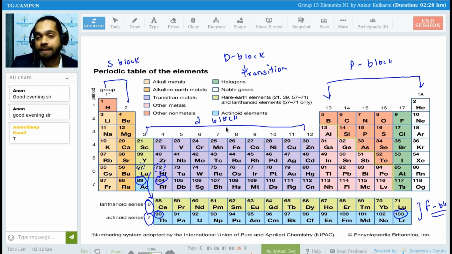Okay, s, p, d, f. S, p, d, f. Okay. Now, everyone, why is any particular element present in that place only? What is my question? Understand it properly. Why is nitrogen present over here? Why can nitrogen not come in the s block, d block, or f block?